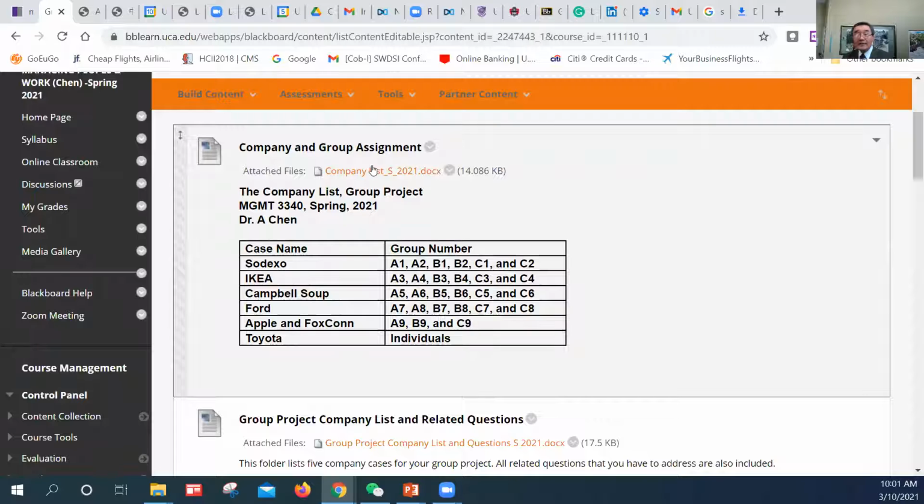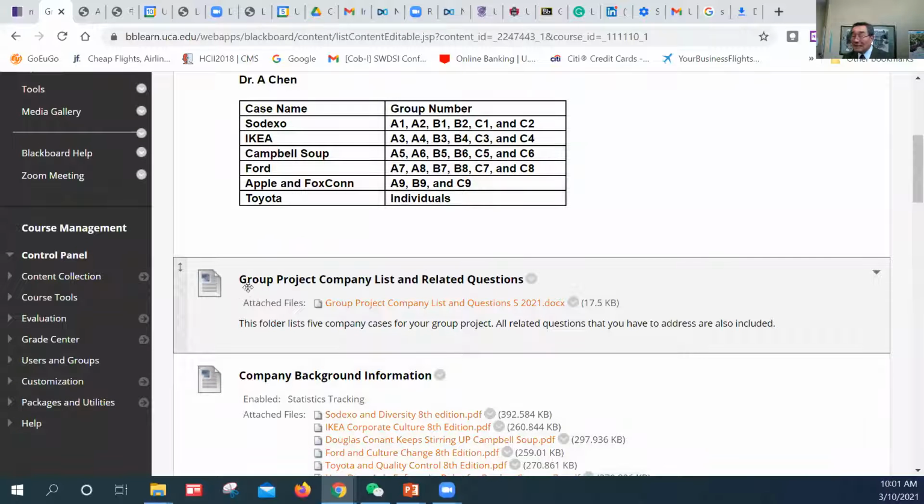This is the Blackboard I'm sharing with you. You can see this is your group number. If you are A1, A2, you'll be doing the Dexco, and similarly for B1, B2. And you folks are in the B groups, okay? So you know which company you'll be doing. Then I want you to go down to this file, group project company list, and the related questions.